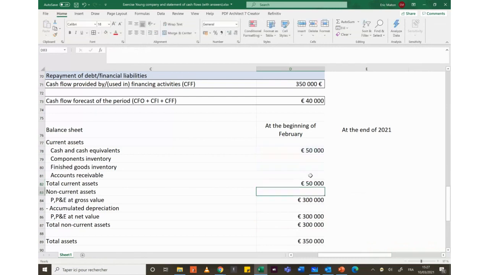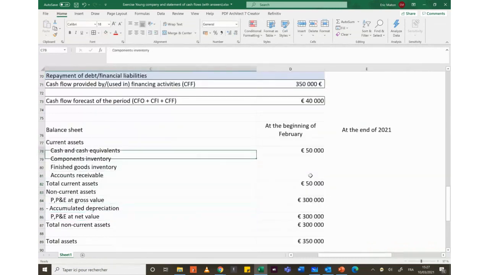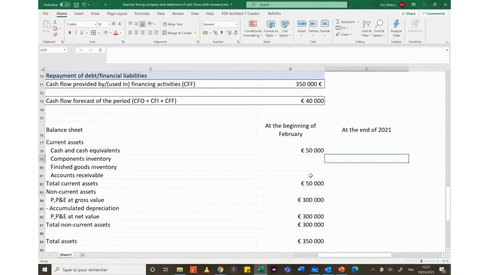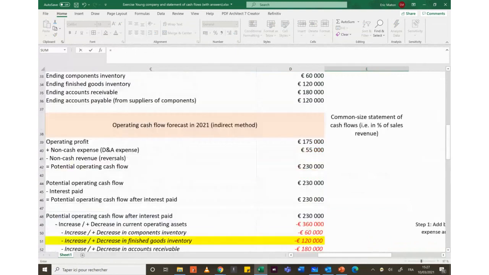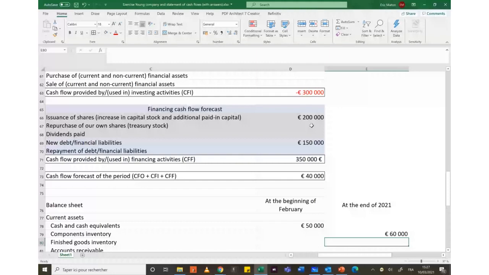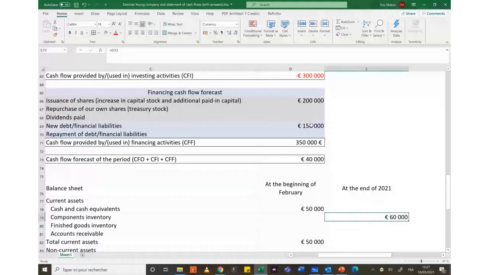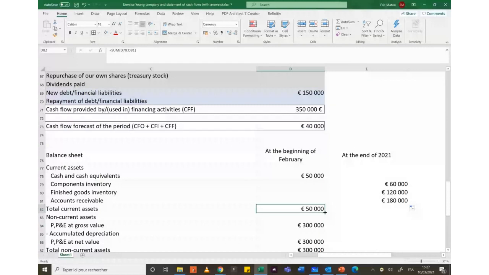Okay, and now at the end of the year, the components inventory is equal to 60,000. The ending finished inventory is just below, so I can use the same here. So the current assets is the sum of all of this.